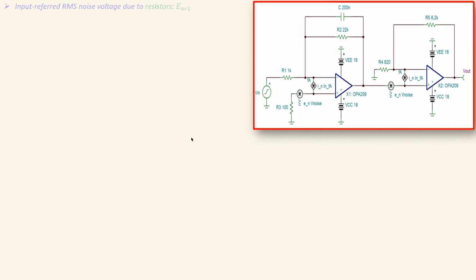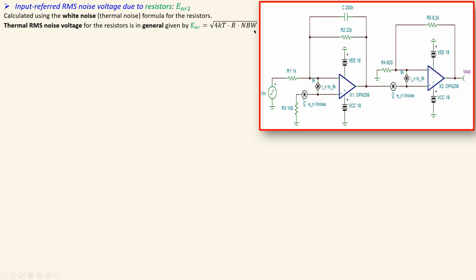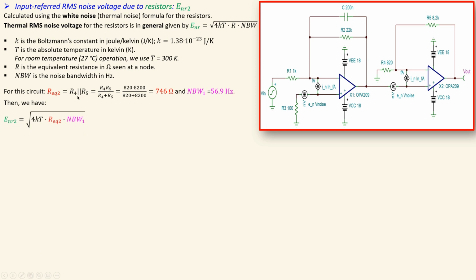Now the final one is of course the contribution by the resistors R4 and R5. Again, we will use the formula for the thermal noise or the white noise. Again, this is your general formula, and these are the parameters we need to use in this formula. In this case, for this part of the circuit, we have of course that parallel combination of R4 and R5. We just calculate that, and also the noise bandwidth. Now using this formula, the value for the equivalent resistance and also the noise bandwidth, and for kT and also the temperature, we have the resistor and also the noise bandwidth, we will get 26.48 nanovolts RMS.